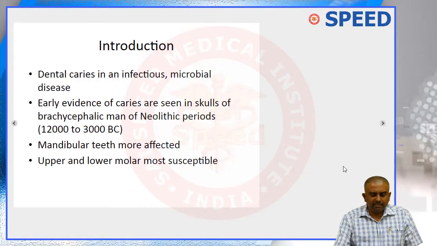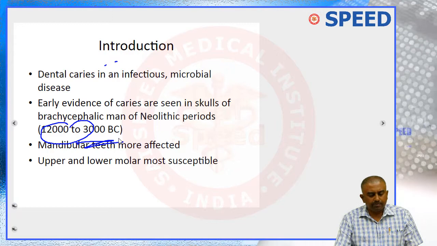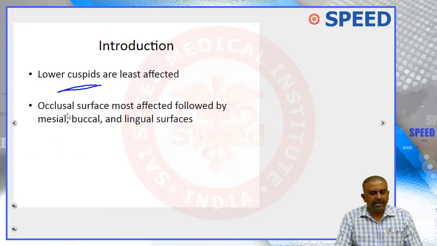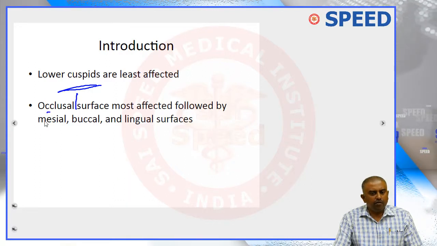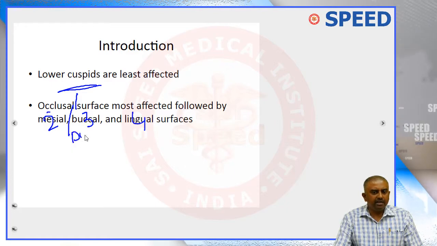Lower canines are the least affected and the mandibular molars are the most affected ones. Lower cuspids are the least affected, and again you have a gradation. First, the occlusal surface is affected, followed by the mesial, buccal and then the lingual surfaces. Okay, this is mesial and distal.